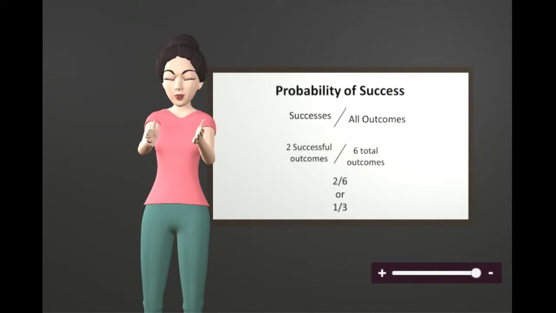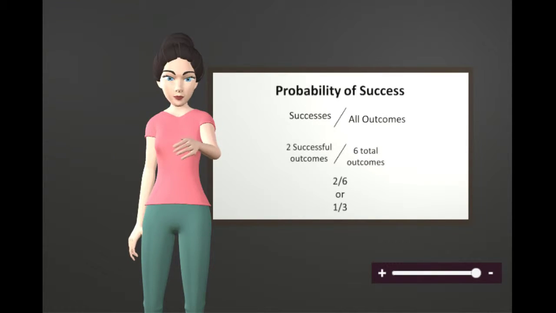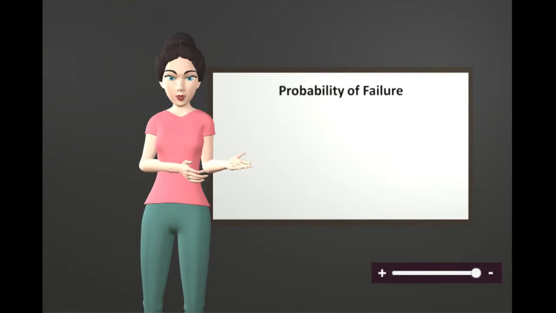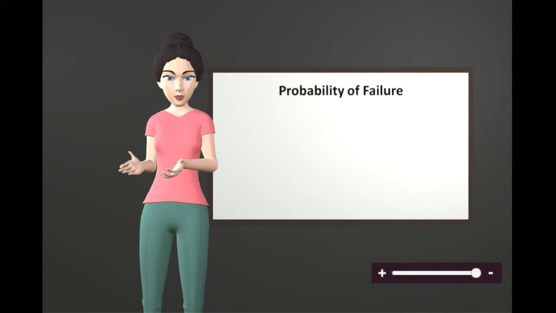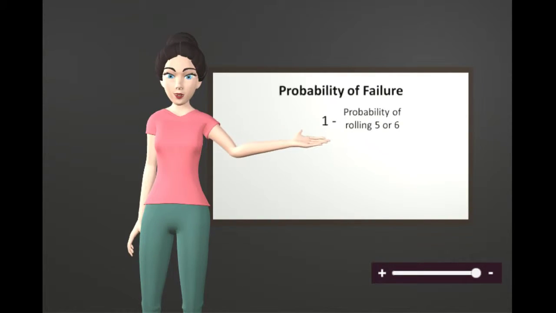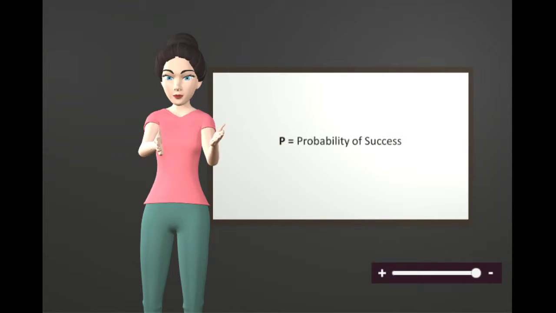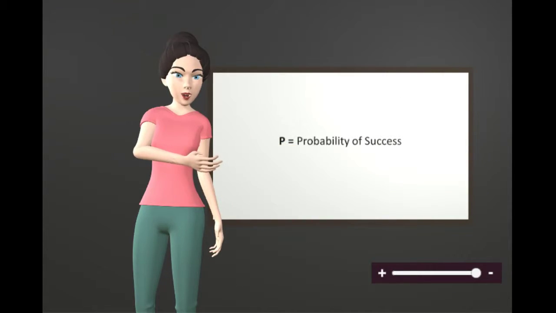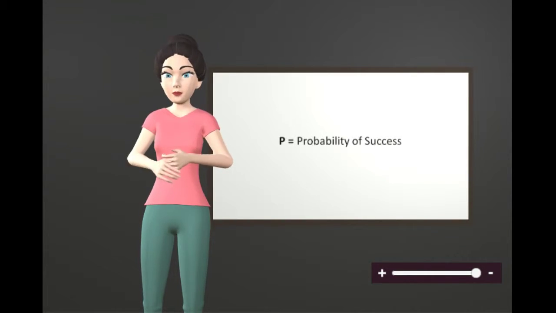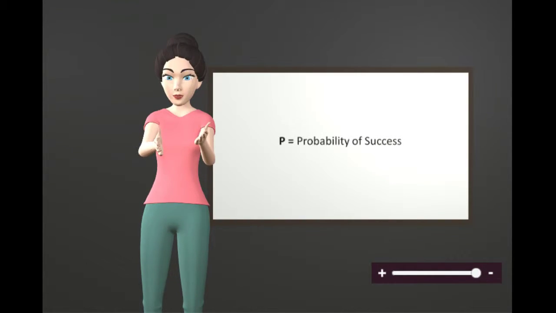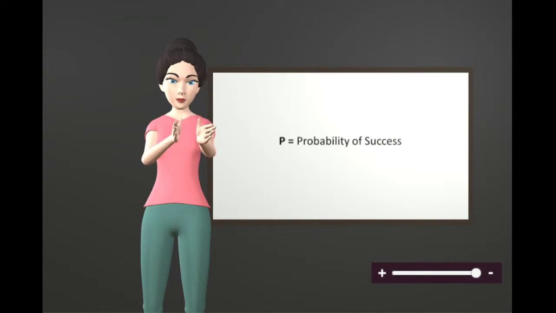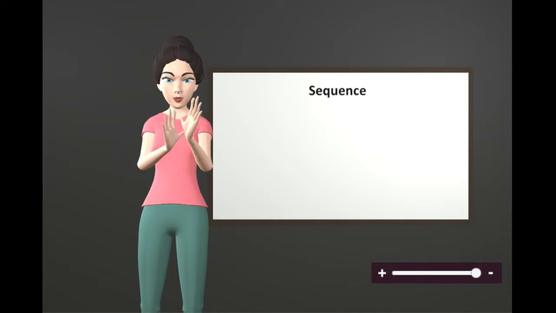The probability of success can be symbolized by the letter P. Similarly, there is a probability of failure. This is the probability of success subtracted from 1. So in our example, the probability of failure is 1 minus 1/3, which is 2/3. The probability of failure can be symbolized as 1 minus P. Now you know how to determine the probability of success, symbolized as P, and the probability of failure, symbolized as 1 minus P.